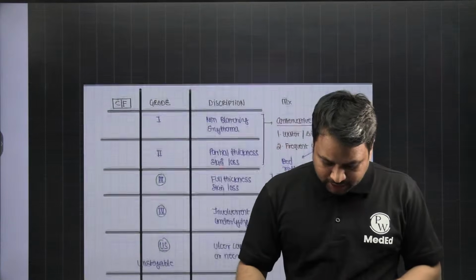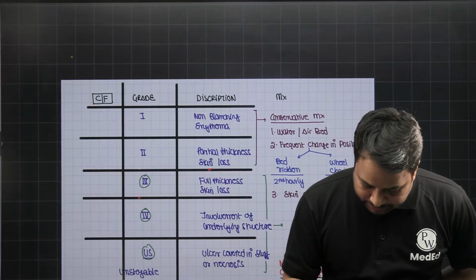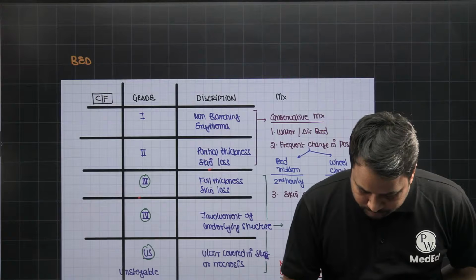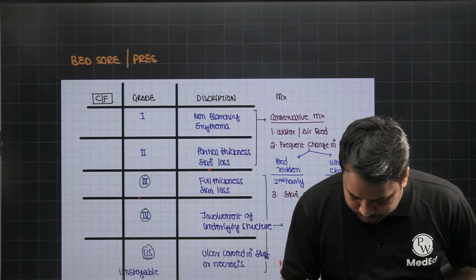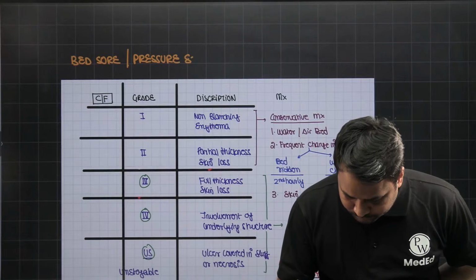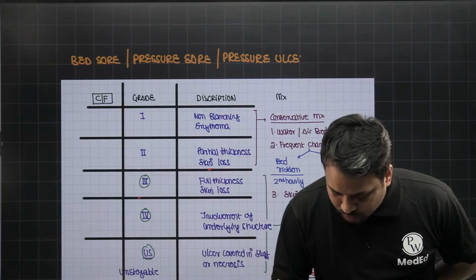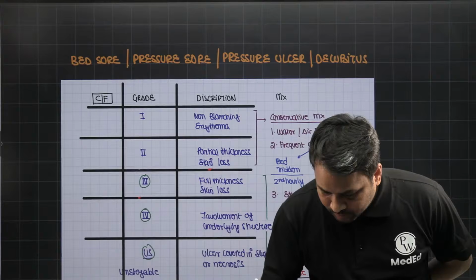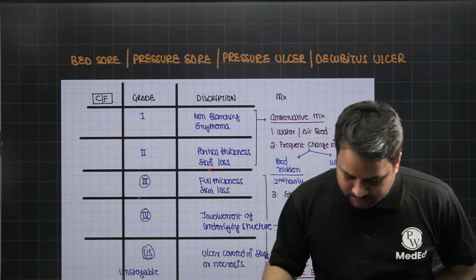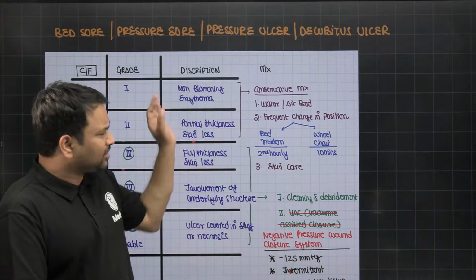So when you look across here, what are the grades? So this is for pressure sore. You can call it the bed sore. You can call it the pressure sore. You can call it the pressure ulcer. This is also called the decubitus ulcer. All these are synonyms that you can have. The bed sore, the pressure ulcer, the decubitus ulcer, everything is the same.